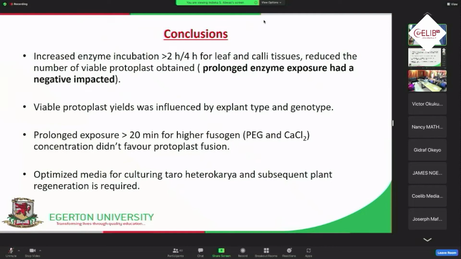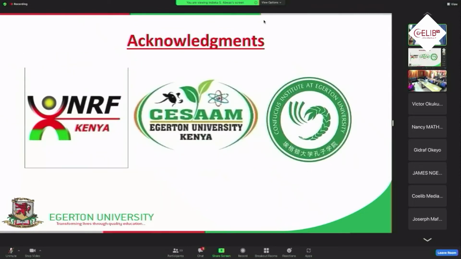And of course, in the end, we realized that after we did the fusion, now getting the actual microcalli was really a problem. And of course, MSc project is time bound. So we had to allow the student to start writing so that he can graduate. But we feel that we need to proceed again, follow up this work, and of course, optimize the media for culturing the fused cells so that we can get plants at the end of it, which is what is more important for us.